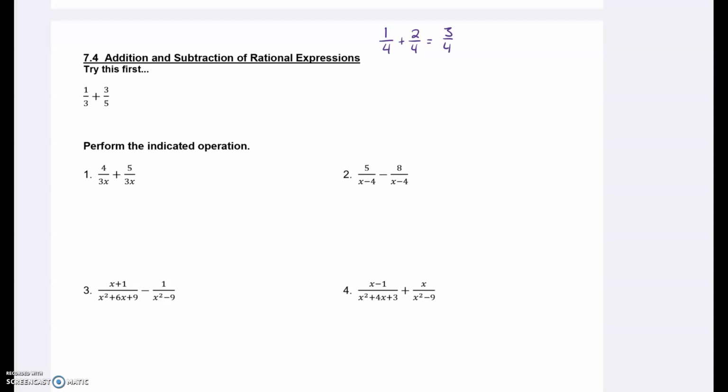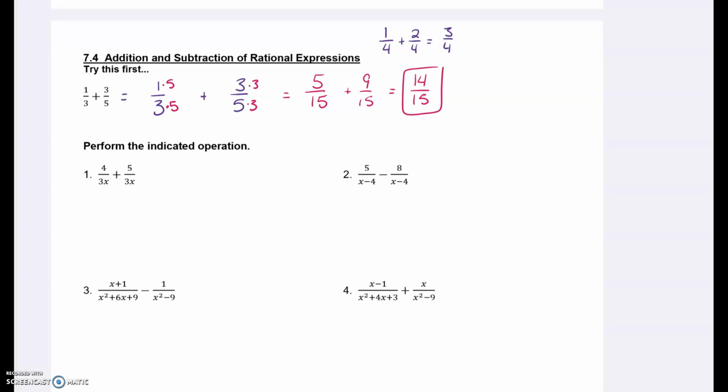So if you've got something like 1/3 plus 3/5, you need to take 1/3 and 3/5 and get common denominators. So you'd think about, what do 3 and 5 have in common? 15. So you would do 3 times 5, but then you also multiply the top, and this one times 3, and that would give you 5/15 and 9/15. And then you could actually combine these. 5 plus 9 is 14, so this is 14/15.